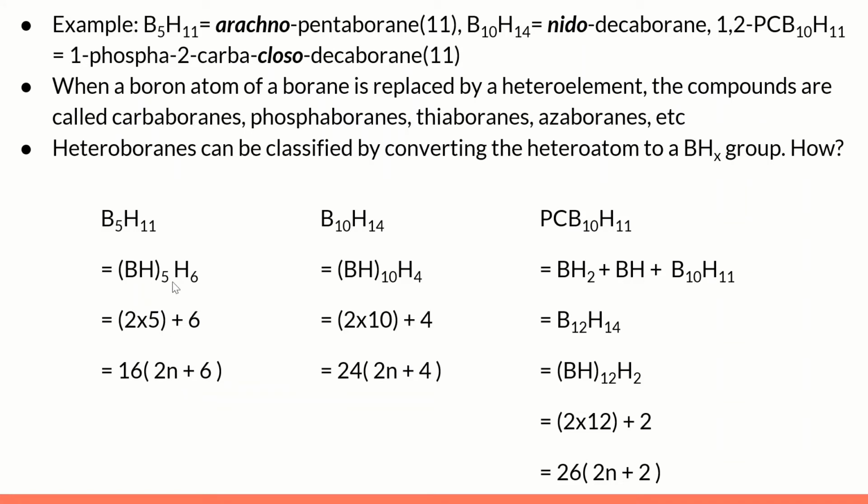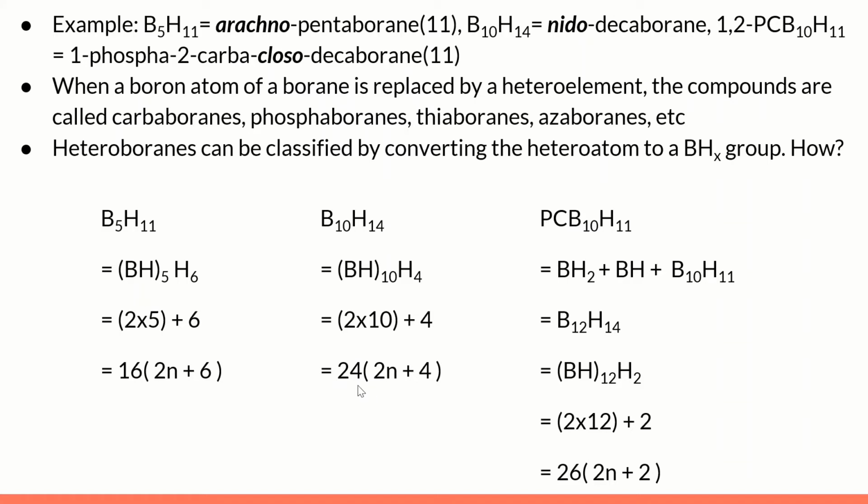N is the number of BH units. As I explained before, clusters that have 2n plus 6 electron pairs are referred to as Arachno pentaborane. Next, we see B10H14. First, we separate the formula into BH units. BH10, H4. Each BH unit contributes 2 electrons multiplied by 10, which is the number of BH units, plus 4 electrons contributed by the hydrogen atoms, giving a total of 24 electrons.